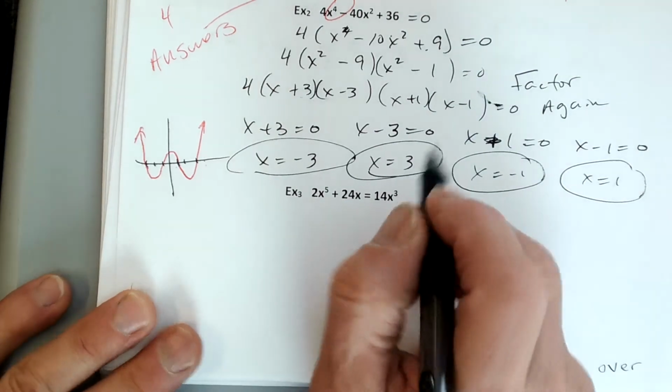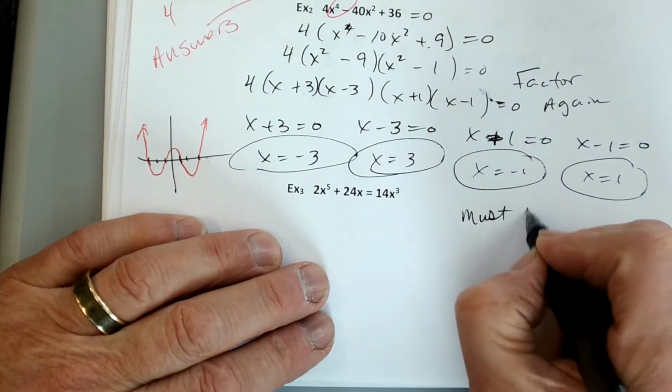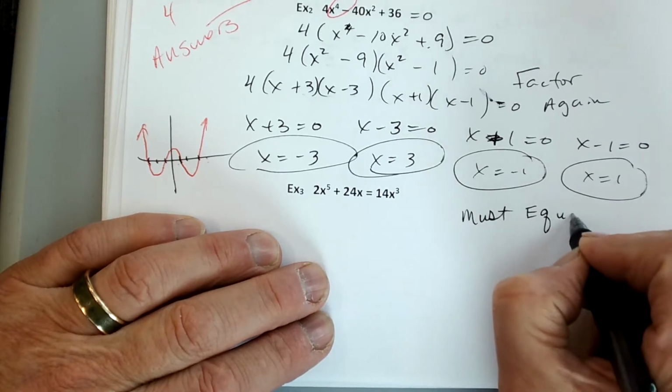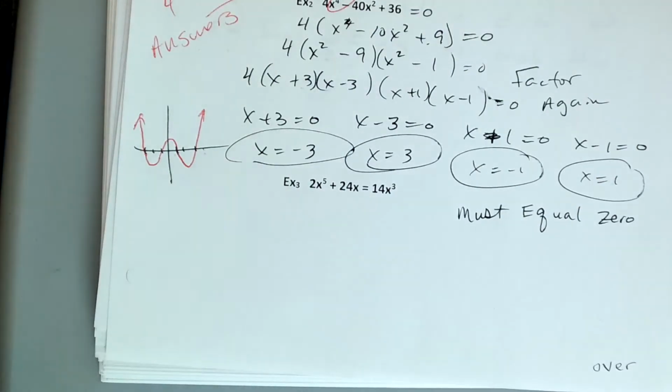We're going to first need to bring the 14 over. It has to equal 0. It must equal 0. Okay, it must equal 0.